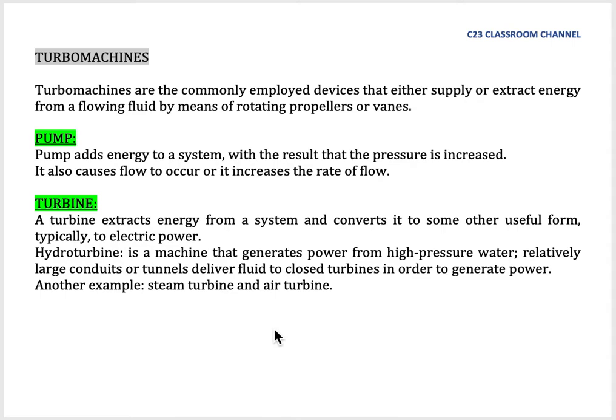There are two types of turbomachines. One is pump and one is turbine. As I described previously, a pump is a machine that adds energy to a system. However, a turbine is a machine that extracts energy from a system. This is the difference between turbines and pumps.